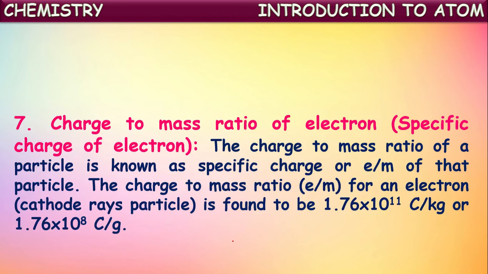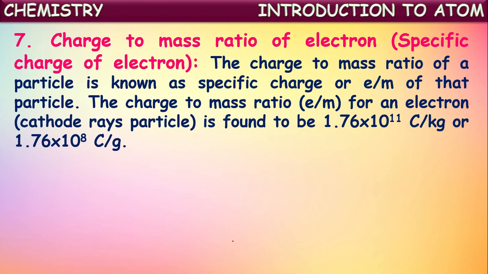Okay. Now another property is charge to mass ratio of electron. This charge by mass ratio is also called specific charge. The charge to mass ratio of a particle is known as the specific charge of that particle, or the e by m ratio also it is called. Now, the charge to mass ratio or specific charge, also called e by m ratio, for an electron is found to be 1.76 into 10 to the power of 11 coulombs per gram.